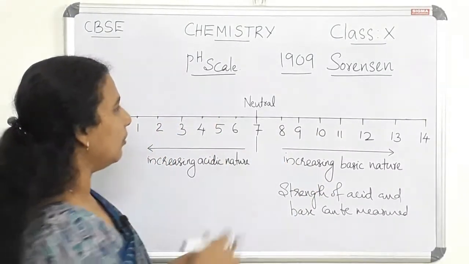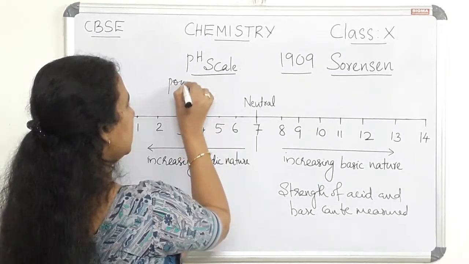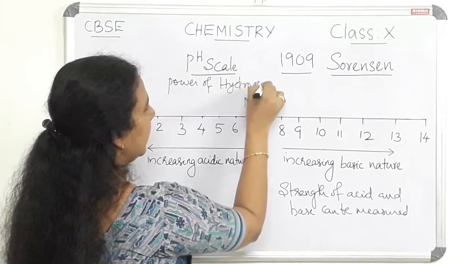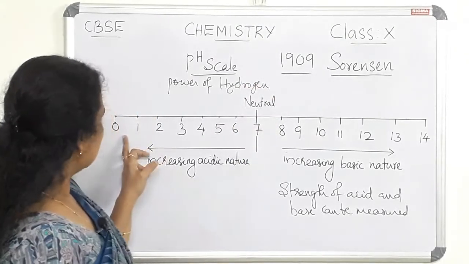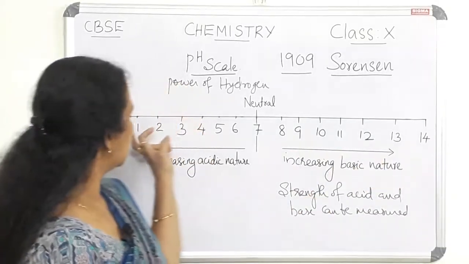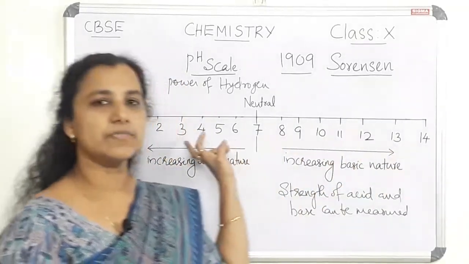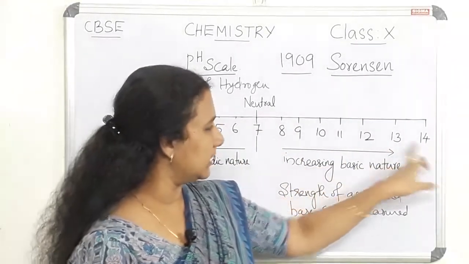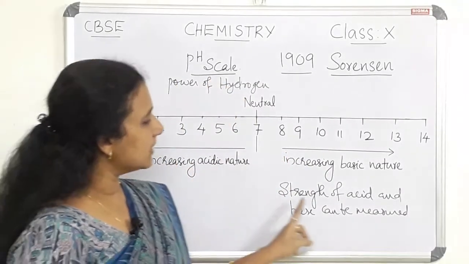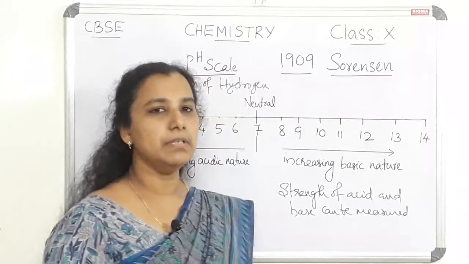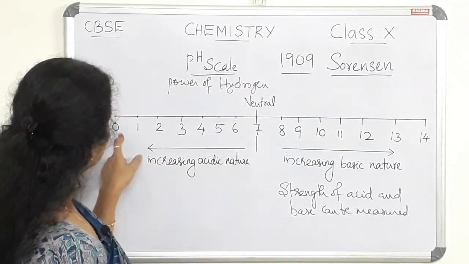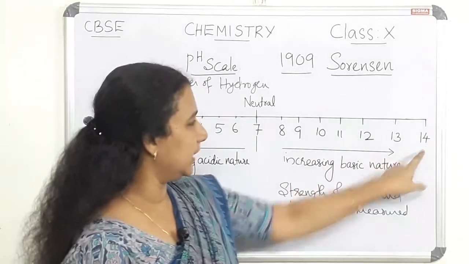pH means power of hydrogen. In this scale, the numbers range from 0 to 14. It starts from 0 and ends at 14. This is a scale of numbers known as pH scale, where the strength of acid and base can be measured.